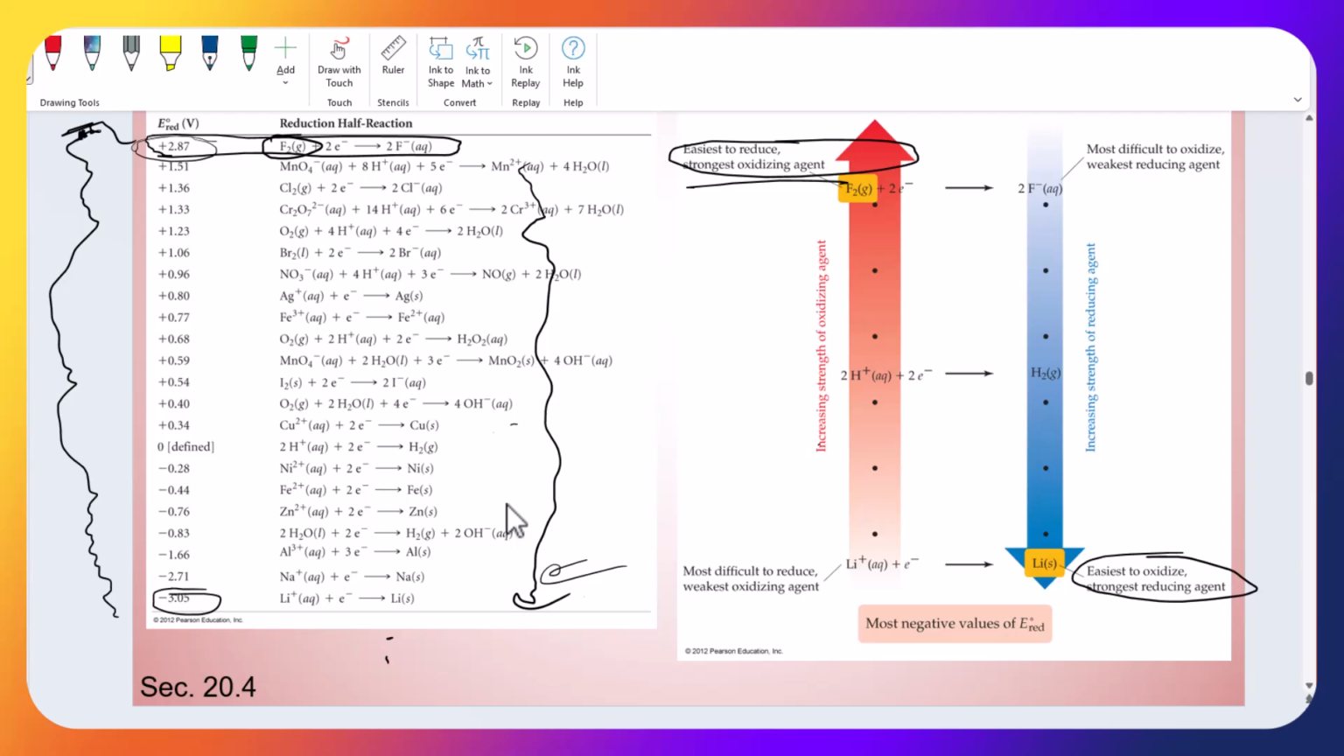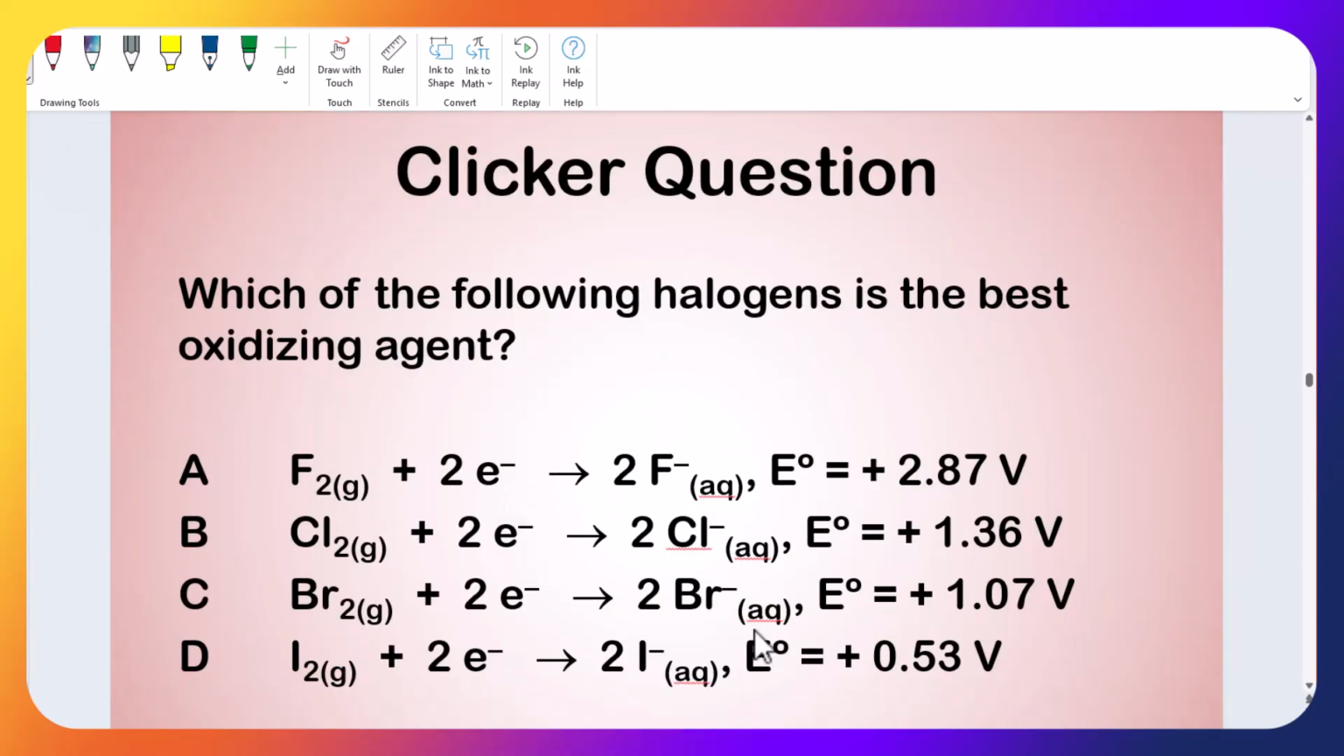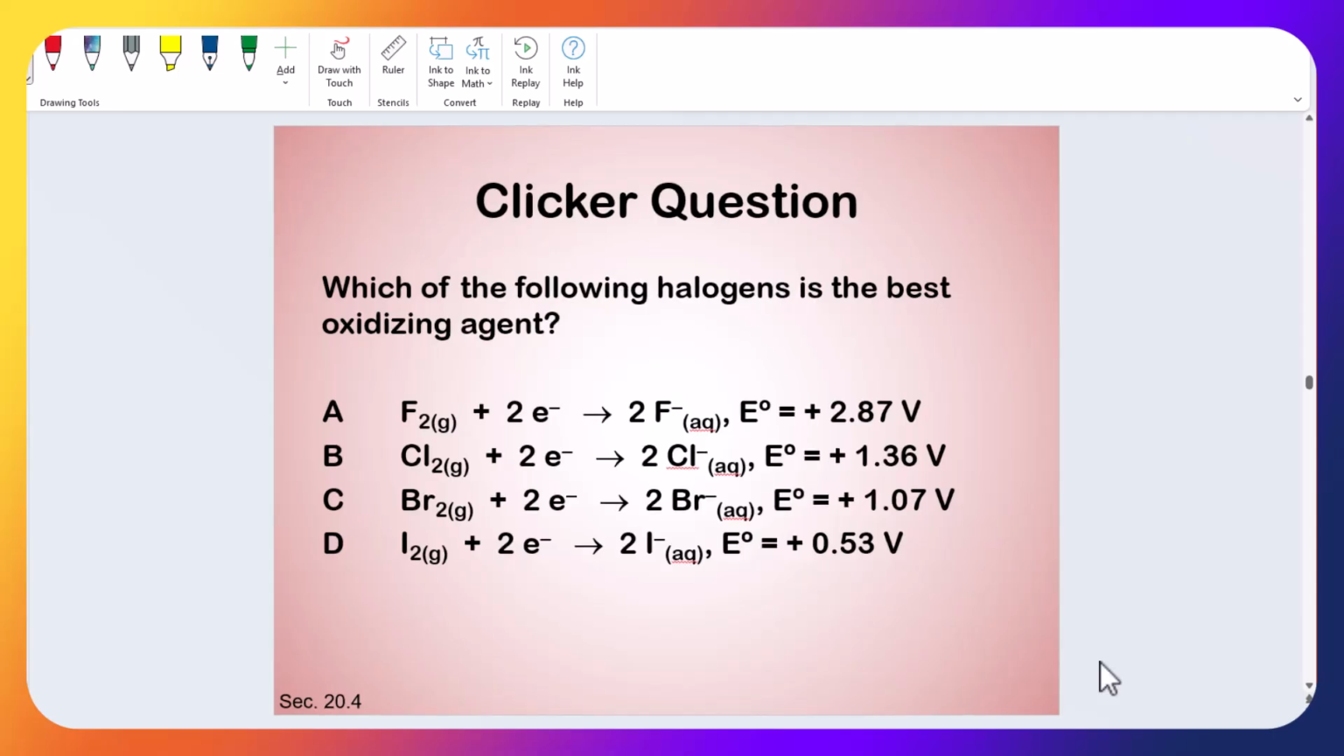All right. So which of the following halogens is the best oxidizing agent? The best oxidizing agent will be the most easily reduced. That's going to have the highest reduction potential. And so that is going to be fluorine, who wins at a positive 2.87.